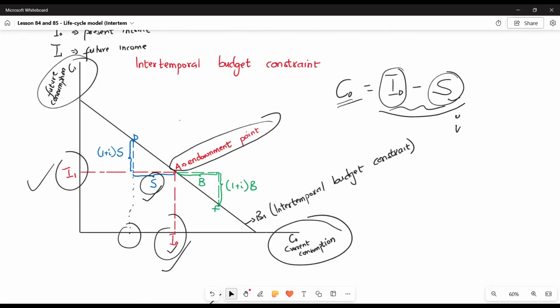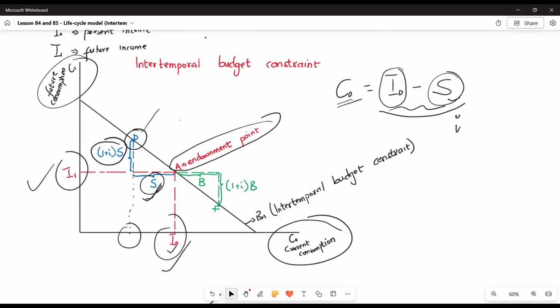This represents a decrease in current consumption. In the same case, this movement to the left is also accompanied by a movement upward. If someone saves S, then his future income increases by this amount, moving him up to point D, representing an increase in his future consumption. This point D on Samuel's budget line simply represents the fact that he saved an amount in his current period, which increased his future consumption.